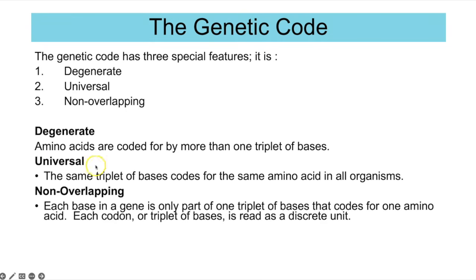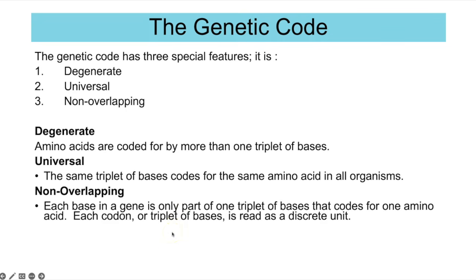So the advantage of this is the fact that the genetic code is degenerate means even if a mutation occurred, changing one of the bases in a triplet, that new triplet due to the mutation might still code for the same amino acid. So it reduces the impact that mutations might have. The fact that it's universal has been really helpful in genetic engineering because it means that we can take a human gene and insert it into the DNA of bacteria, and that bacteria will then produce the human protein.